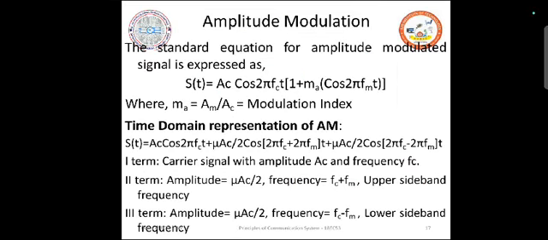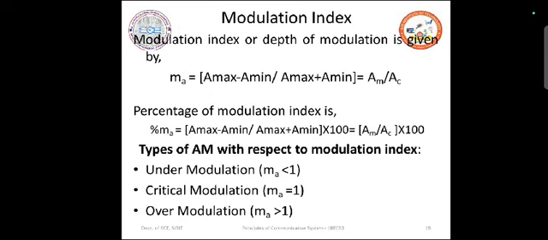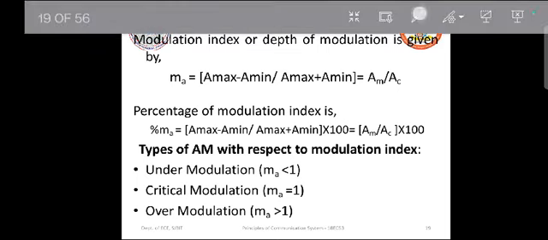So in such cases, how do you define what is called the modulation index, or the depth of the modulation? That is defined as A max minus A min divided by A max plus A min. Let me tell you the meaning of A max and A min here.